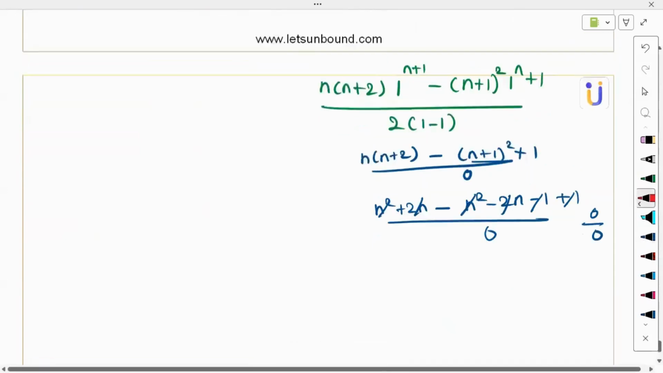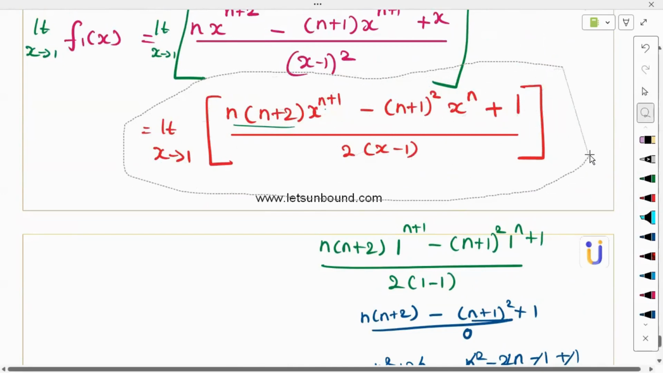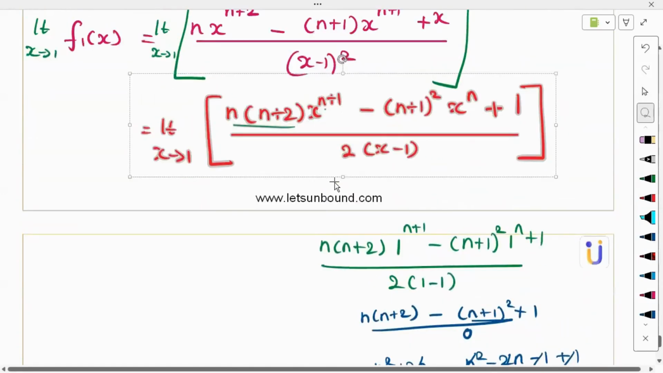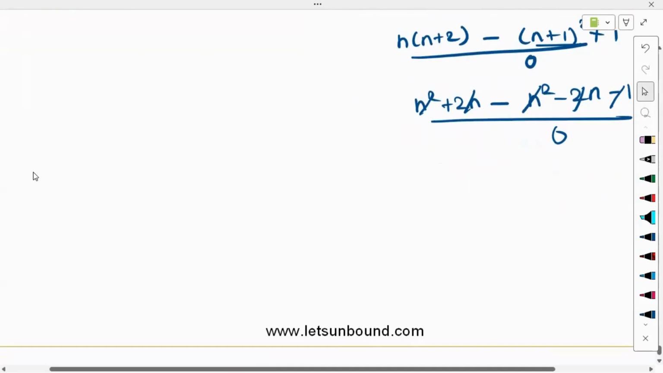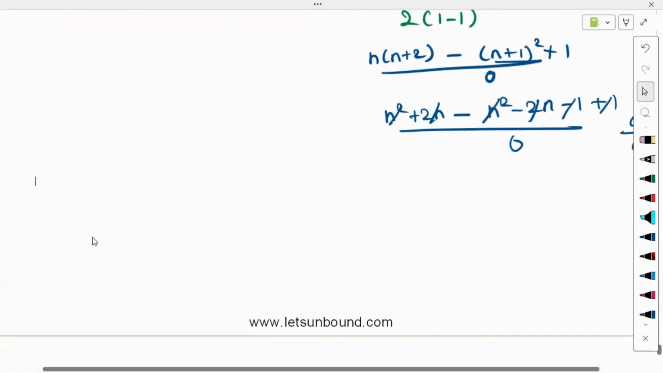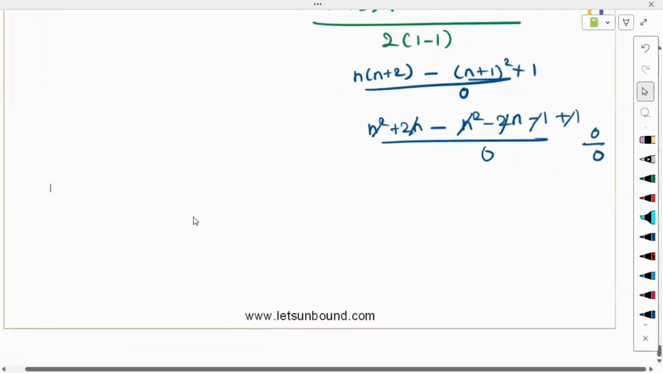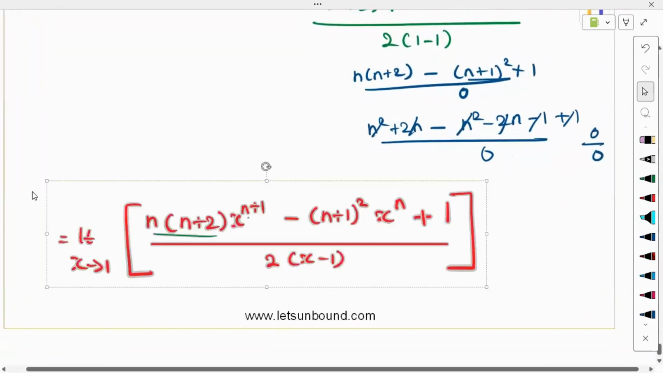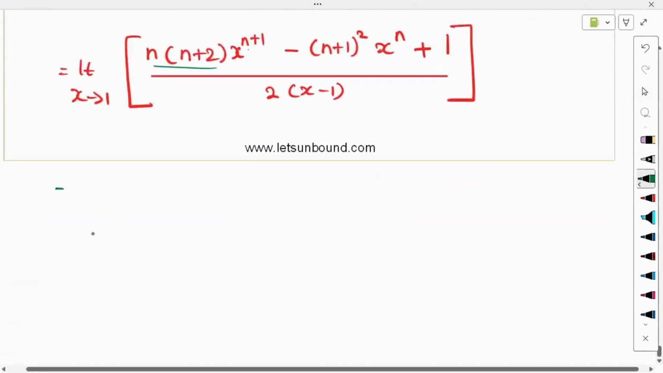So let's reapply the L'Hopital's rule for this function. Let's take this. This is the first differentiation and it doesn't work. So we can redo. Here we go. Right, let's do the second differentiation. Again, we are applying the limit. Limit x tends to 1.